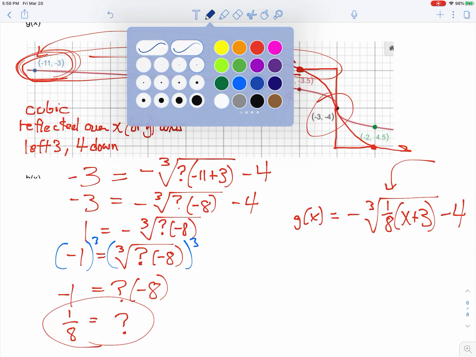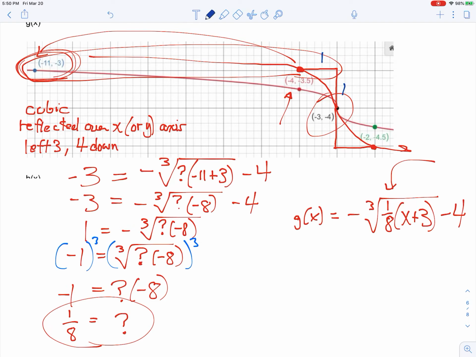Let's see. I know that when I go 1 over and 1 up, that's my typical cube root graph. Now this time I've gone 1 over, and how long is that? From -3 to -11, that's a span of 8. It could be an octupling effect.